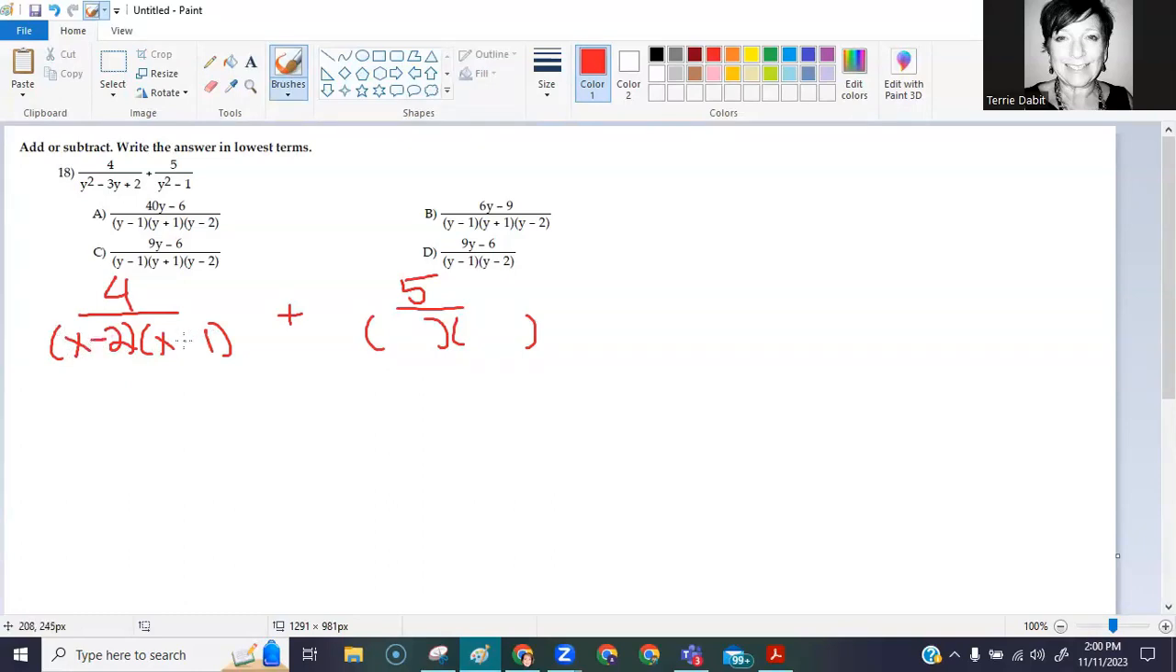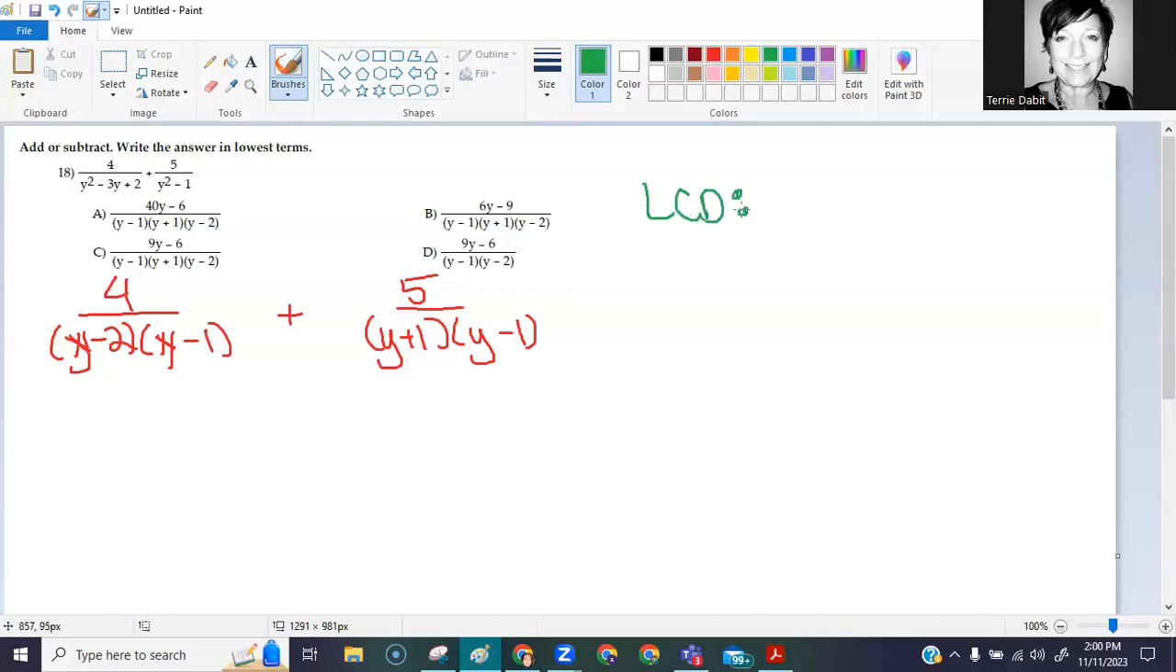Both of them are going to be negative. And then on the right side, it looks like we got difference of squares. And I'm sorry, this is a Y, not an X. I see that now. So we got y plus 1 and y minus 1. So then we can find our LCD now.